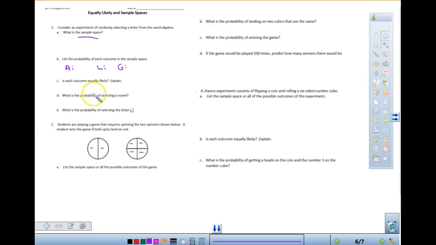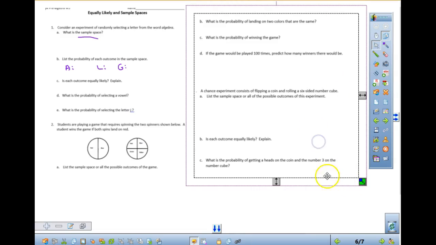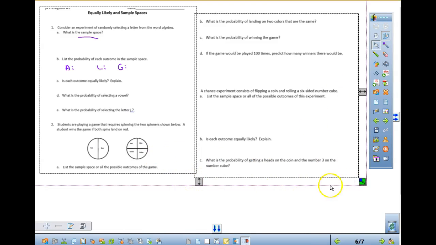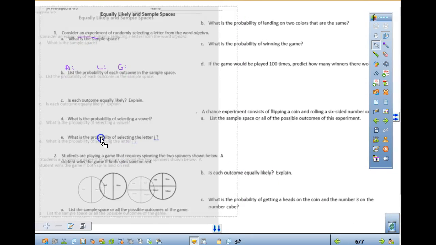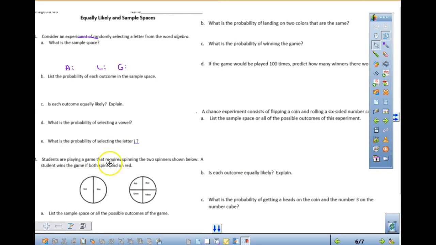And you're going to kind of do the same thing. Then it says, is each one equally likely? Think about how many here you have as you're looking at those. Then as you look at question 2, they are simply asking us to take a look. It says you're playing with these spinners, list the sample space, possible outcomes of the game, what's the probability.